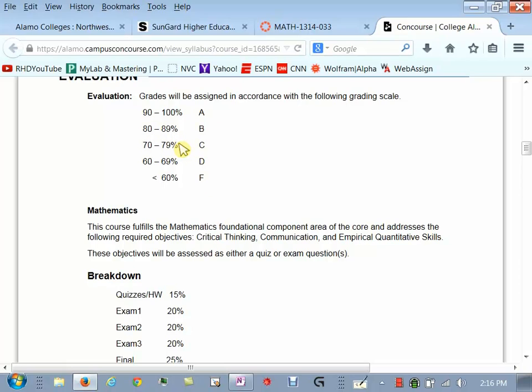I do round up, so an 89.5 would be an A. Anything below a 70 is usually not enough for you to get credit for whatever degree you're going for. Most colleges won't accept D's and F's. So everyone here has to at least be shooting for a 70, right?